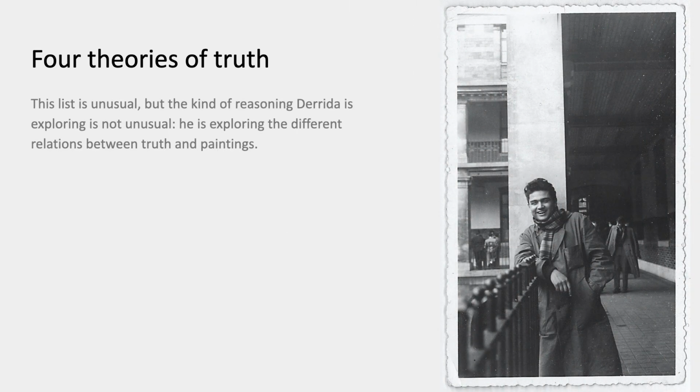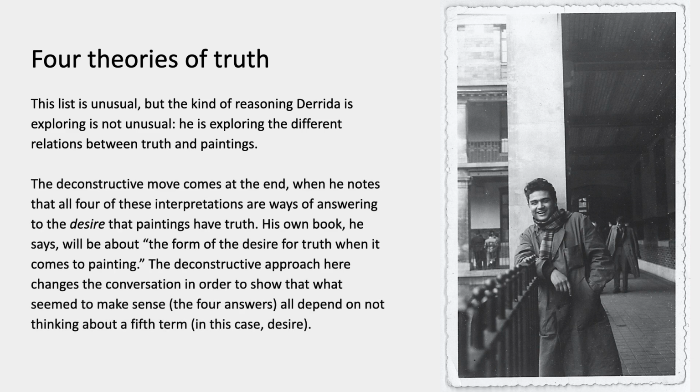The list is unusual, but the kind of reasoning Derrida is exploring is not unusual, because what he's interested in is different relations between truth and paintings, but also the impetus for that reasoning. So the deconstructive move comes at the end, when he says that all four of these interpretations are ways of answering to the desire that paintings have truth. His own book, he says, will be about, quote, the form of the desire for truth when it comes to painting.